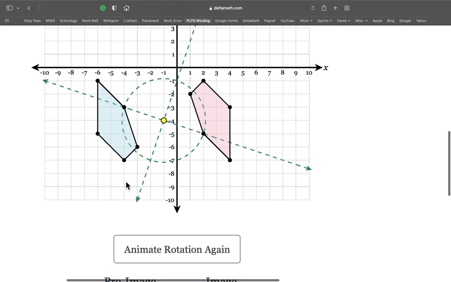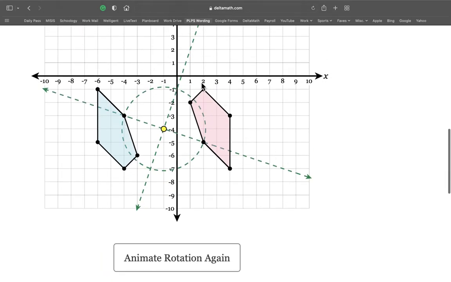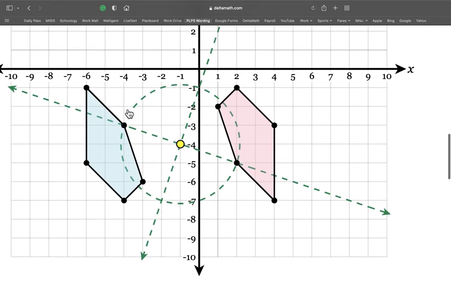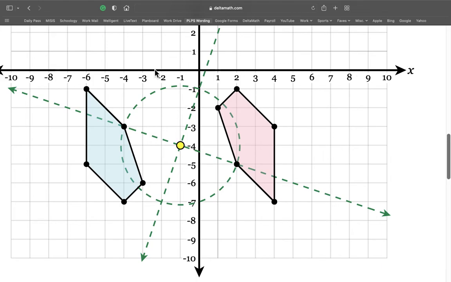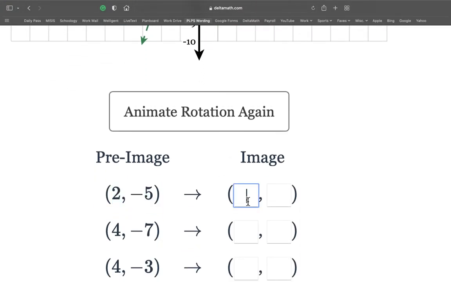So let's try ours. We went from red to blue. Let's see, 2 comma negative 5. Oh, I rotated it perfect. So 2 comma negative 5 is right here. Everybody keep an eye on this point right here and see where it goes. It went right there. Look at that. So x first: the x is negative 4, and the y is negative 3. So this is negative 4, negative 3.